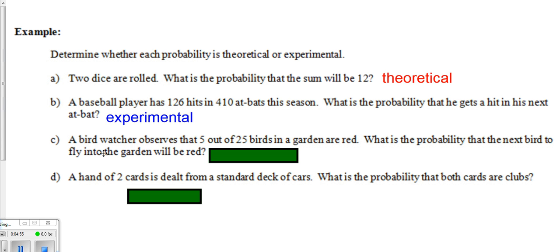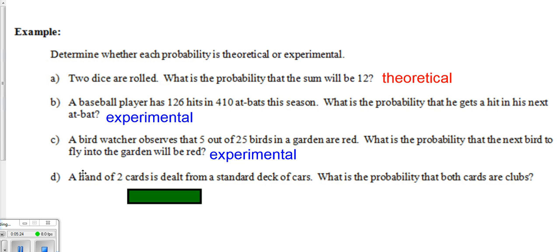Let's look at this one. A bird watcher observes that 5 out of 25 birds in a garden are red. What's the probability that the next bird to fly into the garden will be red? Again, we've already run the experiment. We ran it 25 times, and 5 of those outcomes ended up being what we were looking for. So because we've already run an experiment, we'll call it an experimental probability. We're looking back at what has already happened and using that to determine a probability.